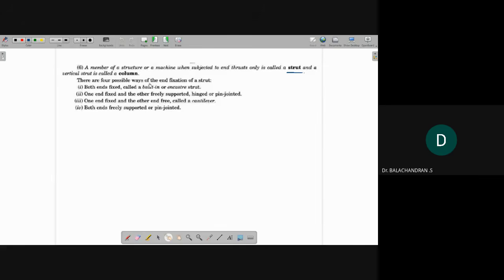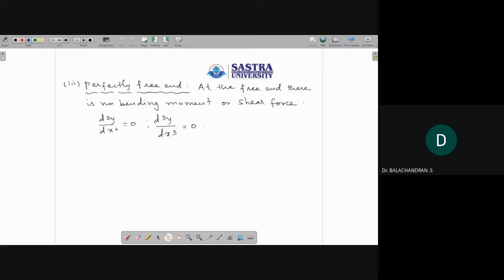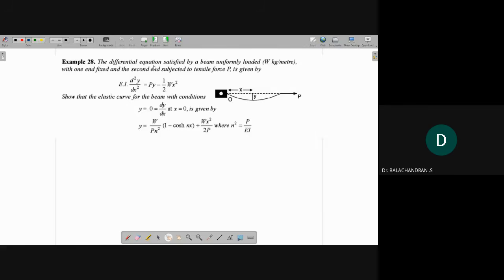And we discussed strut and four possible ways of the end fixation of a strut. I think I can start the first problem.